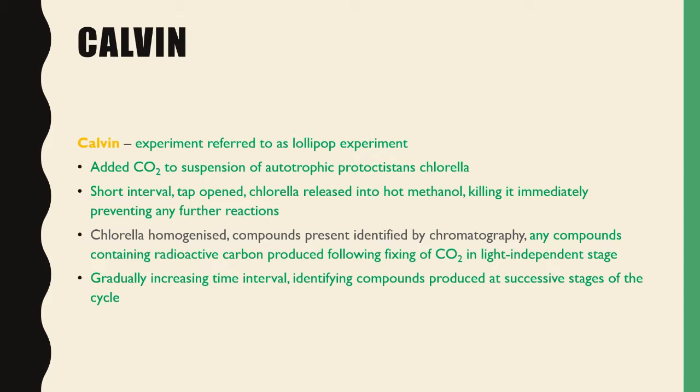So the Chlorella would be released into hot methanol, where it would be killed immediately, and any further reactions would be prevented. Next, the Chlorella was homogenized, and the compounds present were identified by chromatography. So any compound that contained radioactive carbon, produced following the fixing of carbon dioxide in the light independent stage, you would then see show up. As you gradually increase the time interval, you would identify compounds that were produced at successive stages of the light independent stage, and therefore this is how you're able to determine what's produced where.